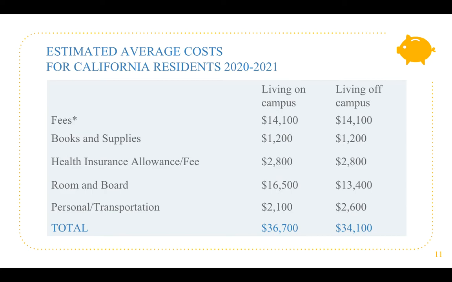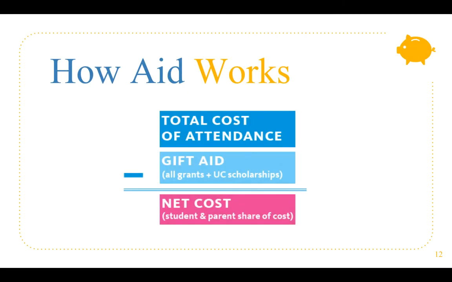If you're potentially living at home rent-free, then these numbers would look significantly different, because you would be looking at everything except room and board. So how aid works. Basically, with financial aid, you take the total cost of attendance, which includes housing and everything we just went over on the last slide. Then you subtract gift aid, so any grants or UC scholarships, and you get the net cost. That's your share of the cost that you as a student, and potentially your parent or guardian, are responsible for.